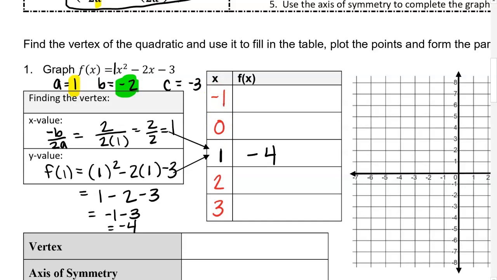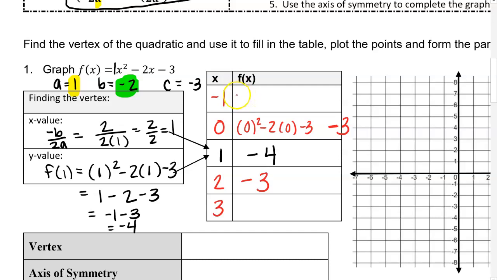Please ensure they go in consecutive order. If they go in consecutive order, then we can use reflection to say, okay, if we know that this point is 0, whatever number, then this point will be 2 and have that same y value. So if I put 0 into my equation, 0 squared minus 2 times 0 minus 3, 0 minus 0 minus 3 is negative 3. That means the y value at 0 is negative 3. If we know that the vertex is at 1, negative 4, then the point at 0 and the point at 2 should be symmetric. So this should also be negative 3.